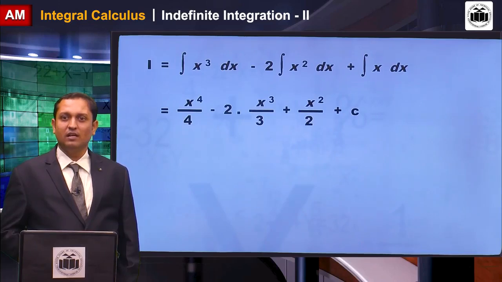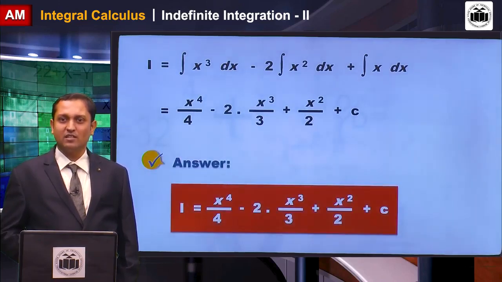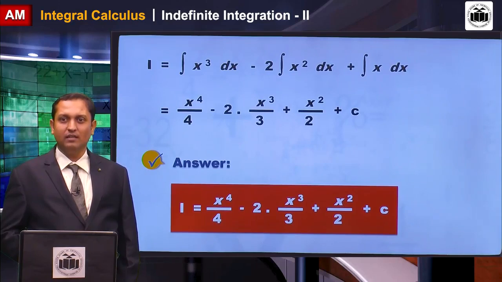So you can see here x raised to 3 integral becomes x raised to 4 upon 4 minus 2 into integral x square dx is x cube upon 3 plus integral x raised to 1 is x raised to 2 upon 2. So final answer is x raised to 4 upon 4 minus 2 into x raised to 3 upon 3 plus x raised to 2 upon 2 plus c. I hope all the students have observed the use of the formula x raised to n in this particular example.